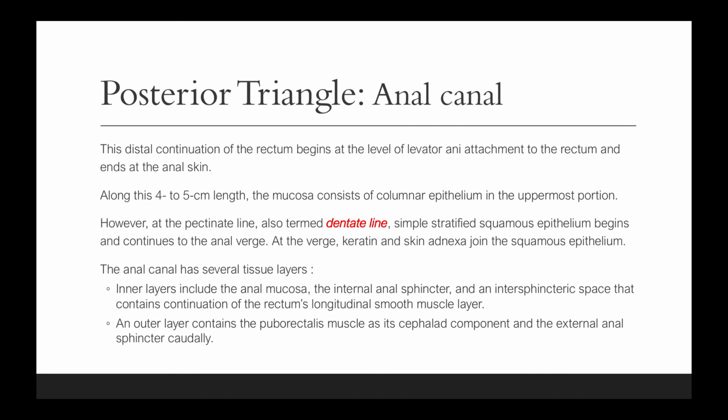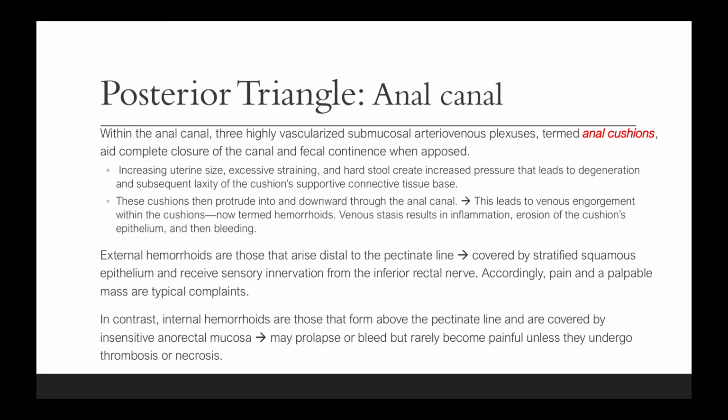Now, the anal canal has several tissue layers. First is the inner layer, which includes the anal mucosa, the internal anal sphincter, and the intersphincteric space that contains continuation of the rectum's smooth muscle layer, and an outer layer that contains the puborectalis muscle as its cephalad component and the external anal sphincter caudally. Within the anal canal, the three highly vascularized submucosal arteriovenous plexuses, termed anal cushions, aid complete closure of the canal and fecal continence when opposed.